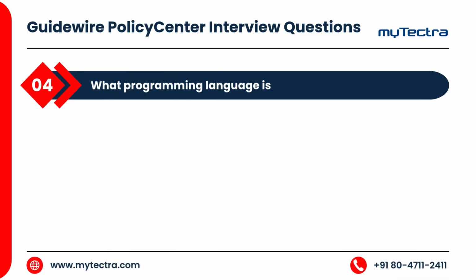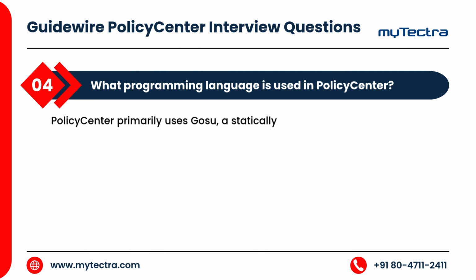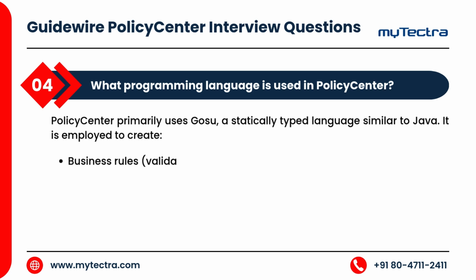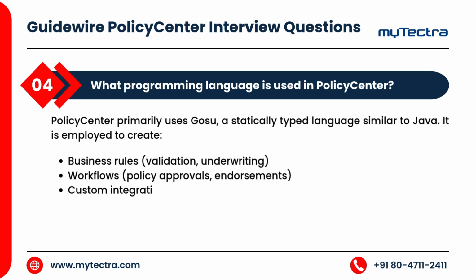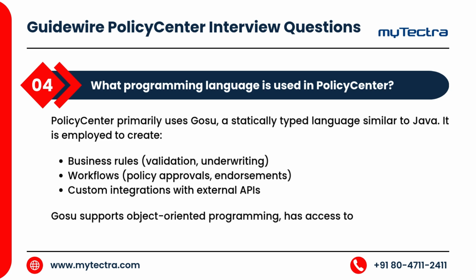What programming language is used in PolicyCenter? PolicyCenter primarily uses Gosu, a statically typed language similar to Java. It is employed to create business rules, validation, underwriting, workflows, policy approvals and endorsements, custom integrations with external APIs. Gosu supports object-oriented programming, has access to Java libraries, and simplifies customization for insurance-specific scenarios.